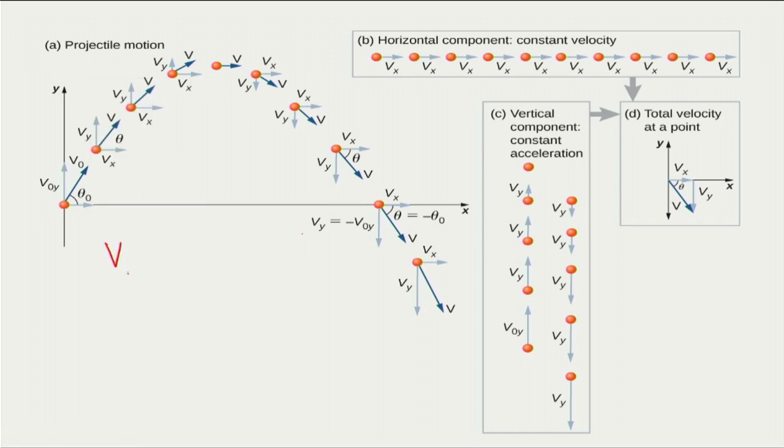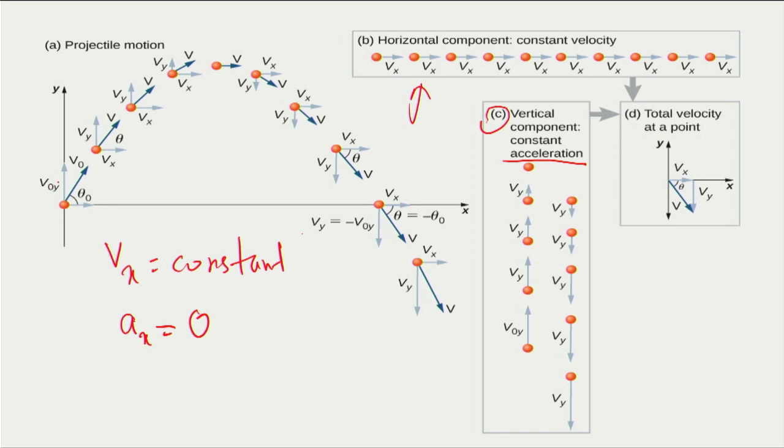Okay, Vx equals constant. Look at this, Vx is always constant. So when it is constant, we can say that the Ax, or the acceleration, equals 0. And then for the vertical component, there is constant acceleration.